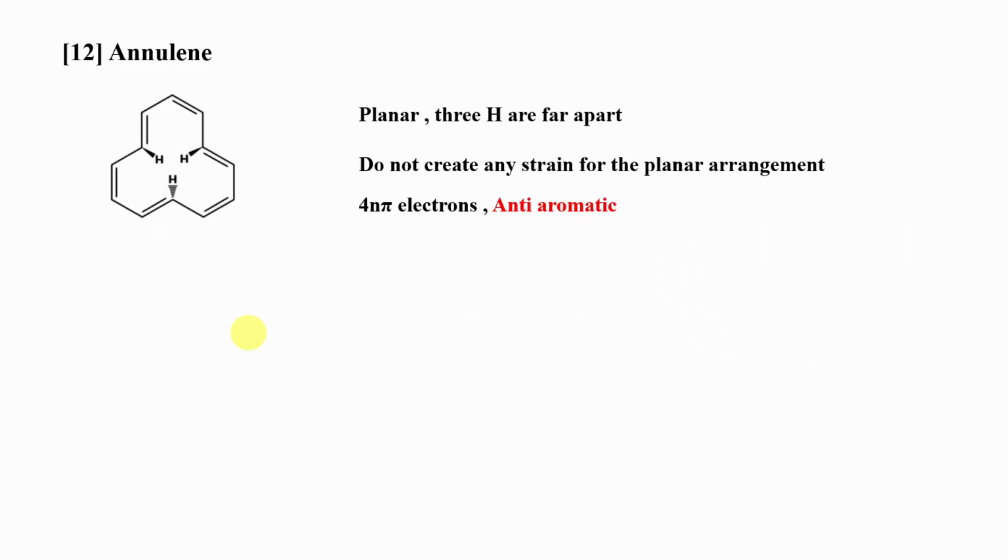The next higher homologue is 12-annulene. This can be represented like this. It is planar. These three hydrogens are far apart from each other, avoiding the non-bonding interaction.